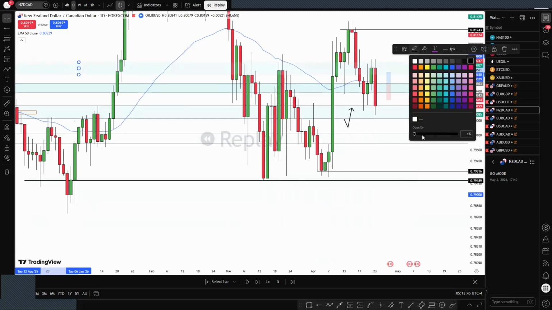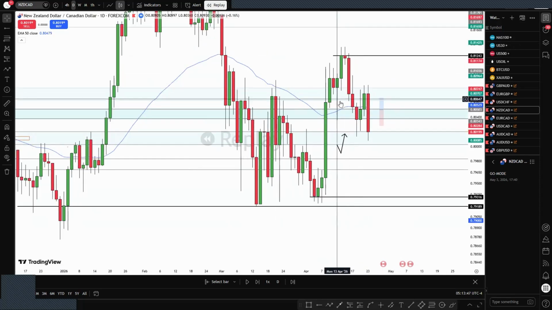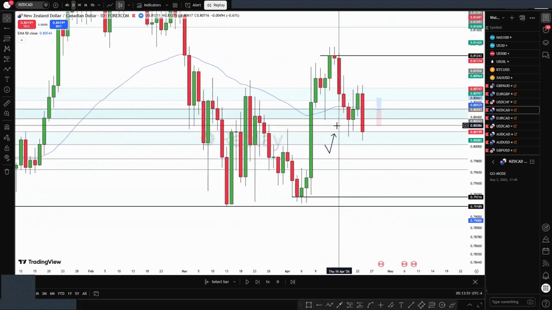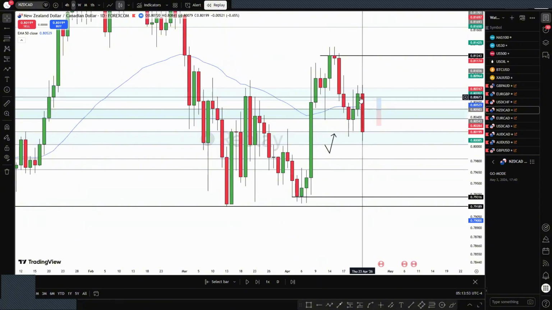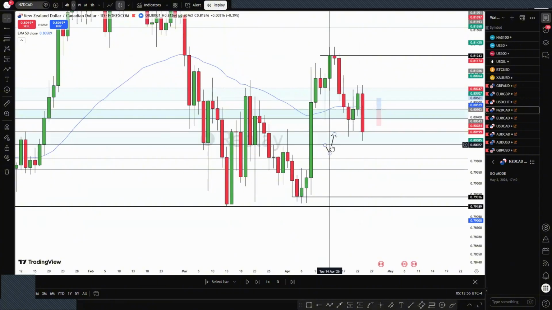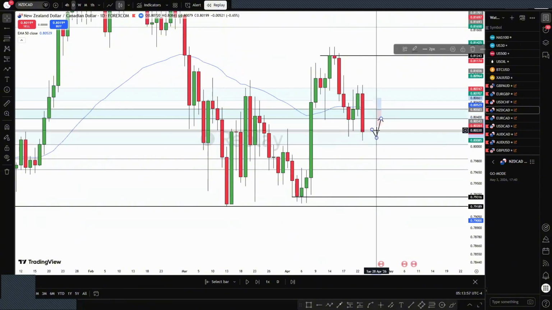But the bad part, it failed to hold there. And you can see what price did. It came at this level, went up a bit, dropped back to this zone. And let's just continue from here. It rejected that zone, dropped back a bit.